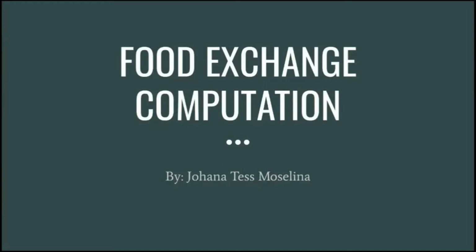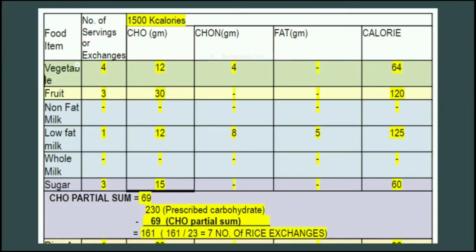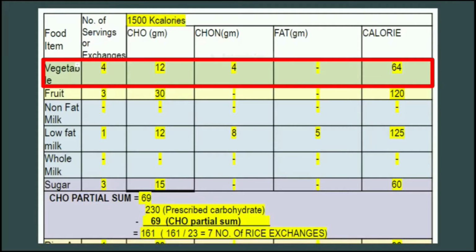Hello, this is Yohanna and I will be discussing the food exchange computation. So first, you need to allow 3 to 5 exchanges of vegetables per day, and the number of exchanges will then be multiplied by the number of carbohydrates, proteins, and fats which the food item contains. Afterwards, it will then be added to obtain the number of calories, and the process will then be repeated for the other food items.